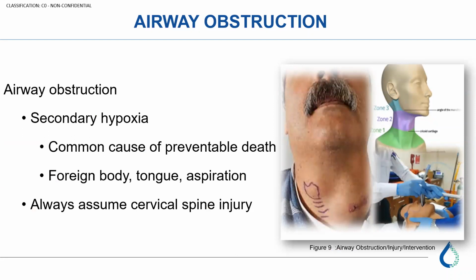First thoracic trauma injury is airway obstruction, usually secondary to hypoxia. It's a common cause of preventable death, usually caused by a foreign body or tongue aspiration, and always assume cervical spine injury. Just for information, we have a separate discussion about airway obstruction, but we're just passing through it.